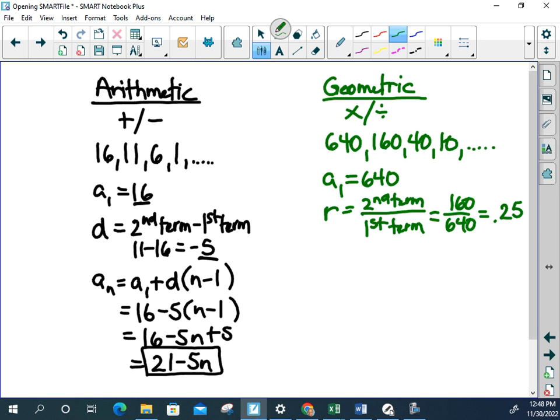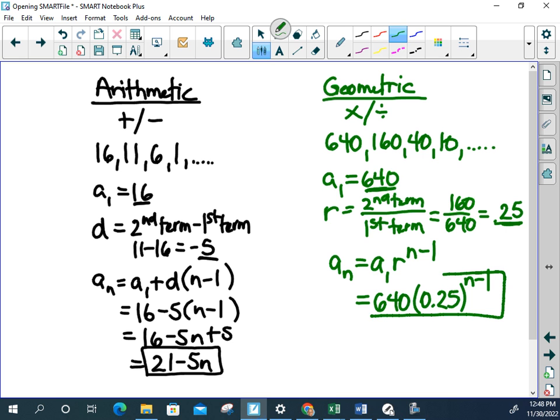So yes, it can be a decimal. You'll live. Once you have your first term and your common ratio, you've got the formula you can use. So 640 times 0.25 raised to the n minus 1 power. This time, there is no simplifying for that. That is your answer, point blank and period. That's your final answer, and that's that.